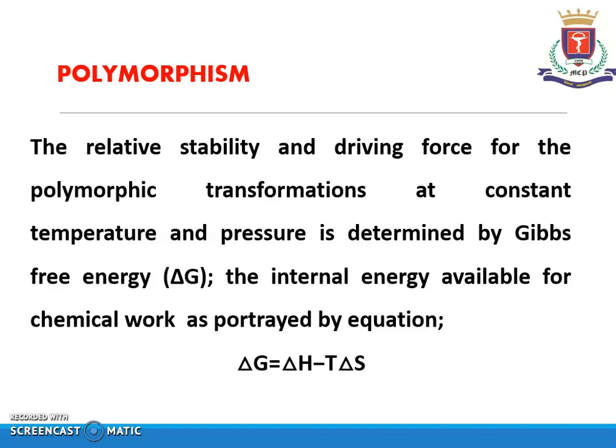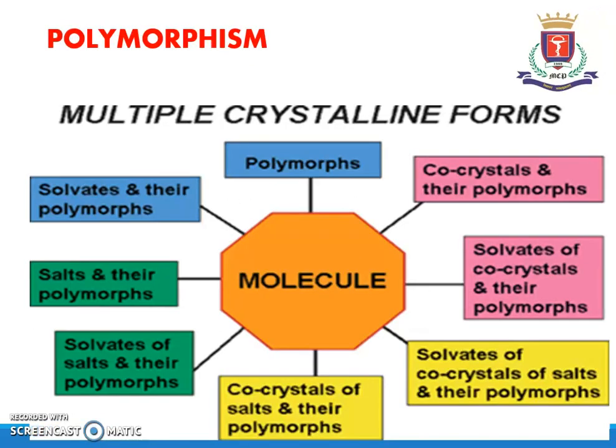The stability and driving force for the polymorphic transformations at a constant temperature and pressure is determined by Gibbs free energy, a thermodynamic term, delta G. The internal energy available for the chemical work is portrayed by the equation delta G is equal to delta H minus T into delta S. Here the H term represents enthalpy, like heat, and S represents entropy, that is the randomness.